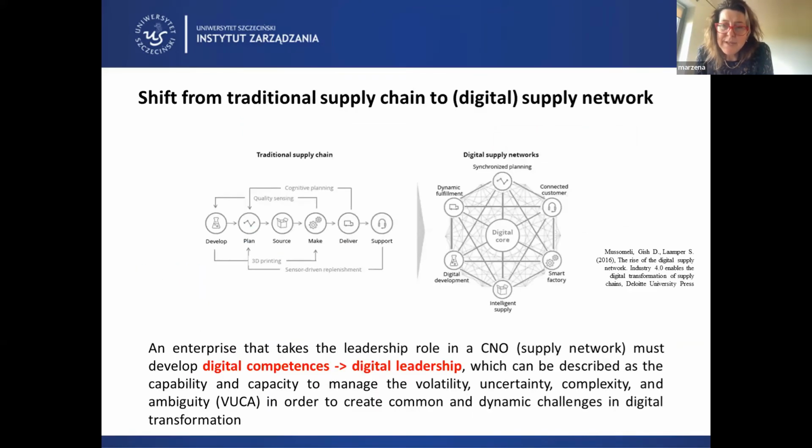Yeah, and we have here, you saw the slide before, this shift from a linear supply chain to the digital network, and we go in that direction. So this is very interesting. What will be changing in the new future in terms of leadership?